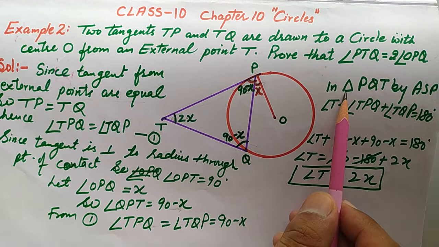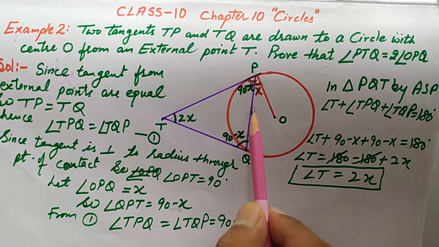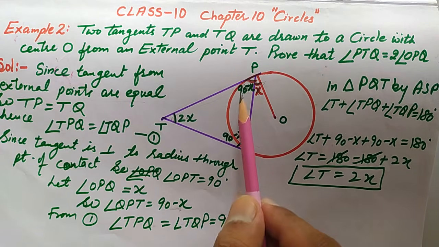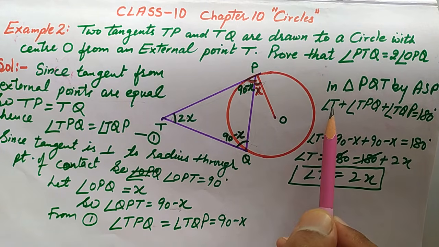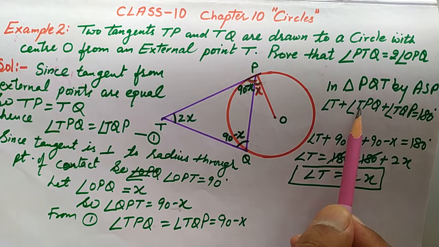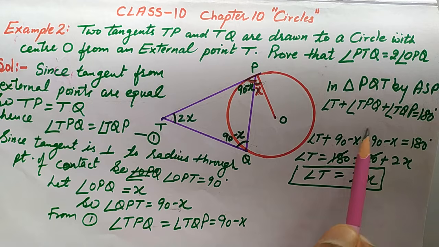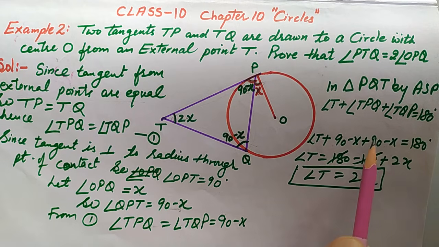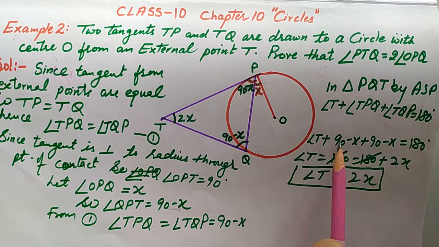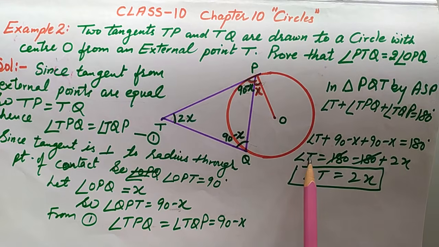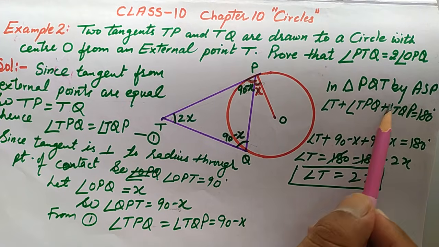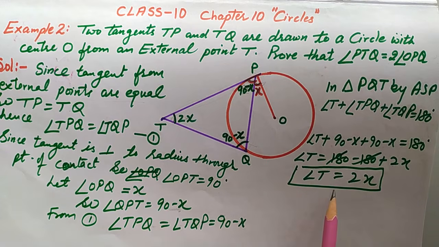So now I have applied the angle sum property in triangle TPQ. So the sum of all three angles is 180. So angle T plus angle TPQ, which is 90 minus x, plus this, also 90 minus x, is equal to 180. If I take all these to the right hand side, this 180 can be cancelled with 180. So angle T is 2x, minus x is minus 2x. So this side it will go, it becomes 2x. So this is double of this angle. So we can prove it this way.